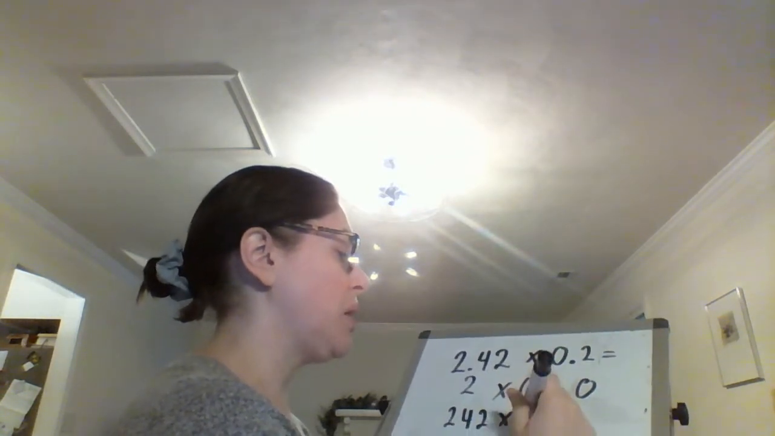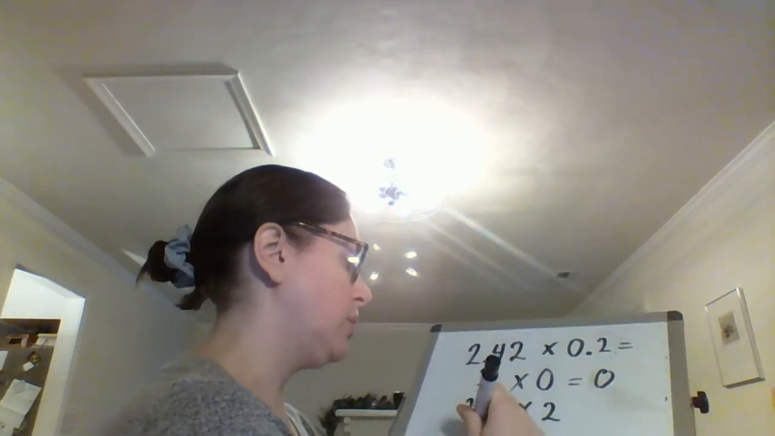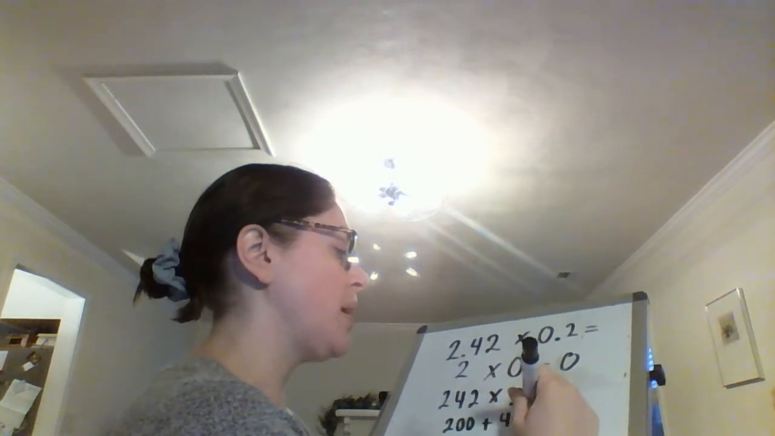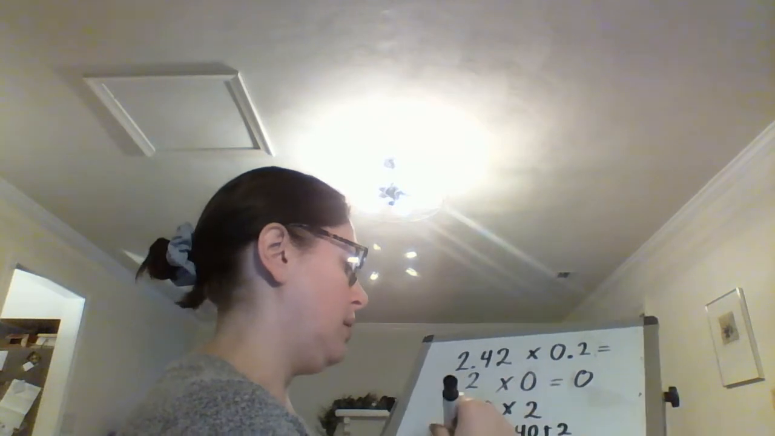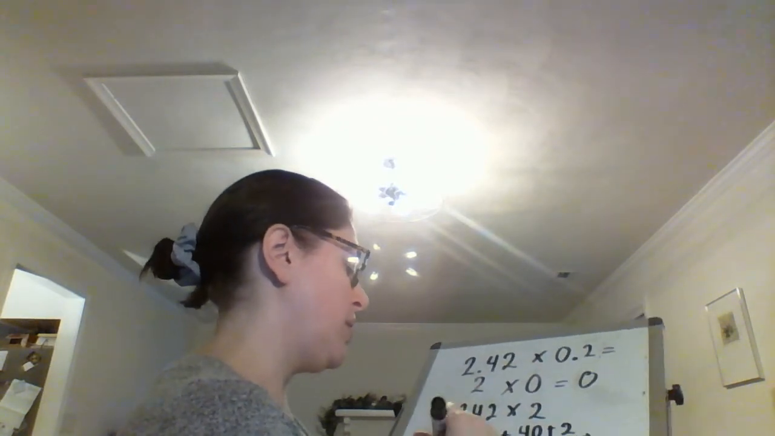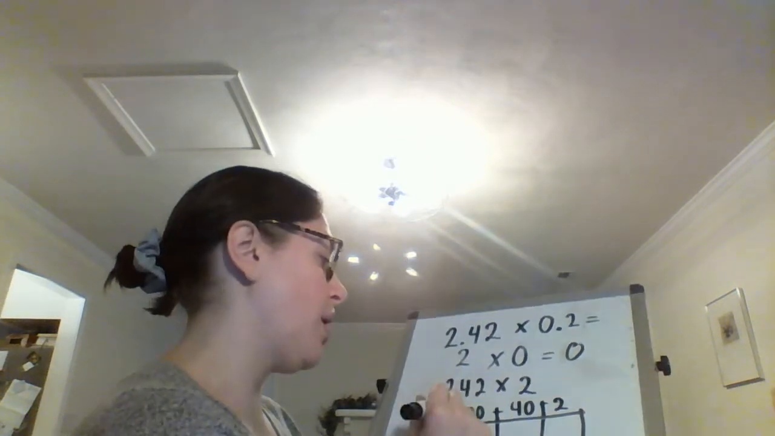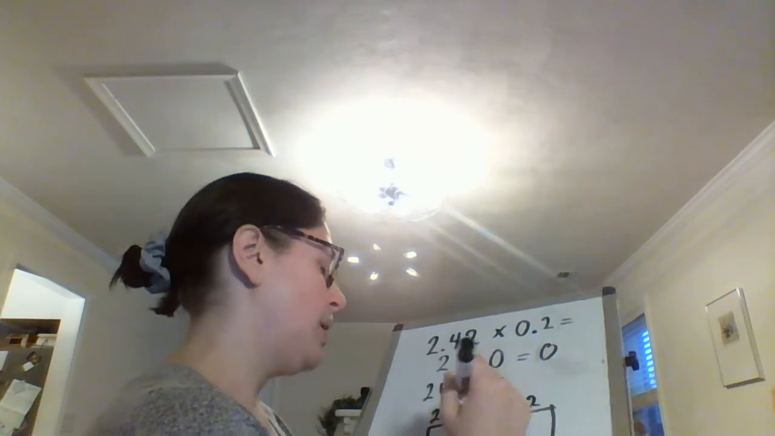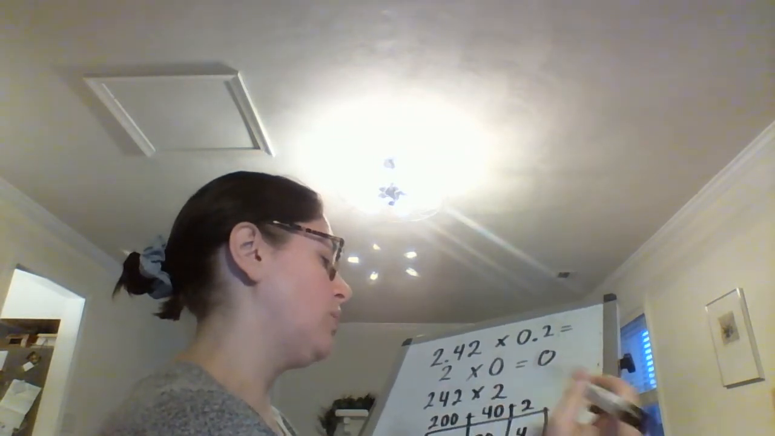there are no decimals here. I'm just going to do 242 times 2. I use the box method because it helps me. It helps me think through what I'm doing. Luckily, I'm only doing 1 digit. So here we go. 200 times 2 is 400. 40 times 2 is 80. And 2 times 2 is 4.